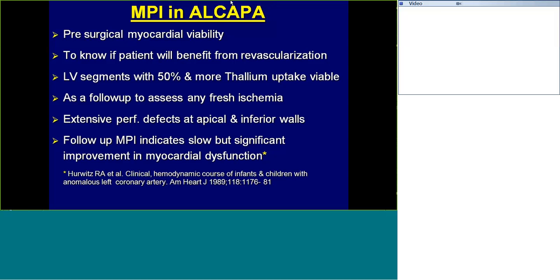Also in patients of asymptomatic Alcapa or patients who already had surgery, if we are looking for any fresh ischemia, the myocardial perfusion scan is the imaging modality of choice. And what we are looking for is the presence of defects in the apex and inferior segments of the LV myocardium.